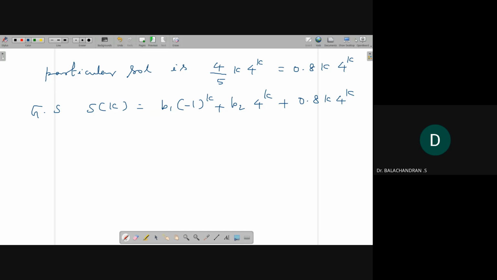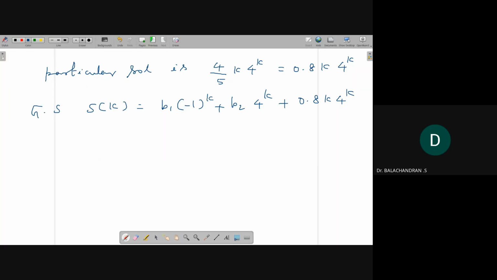So please check it here: b1 into minus 1 power k, b2 into 4 power k, 0.8 into k into 4 power k. Check whether the initial conditions are given. They don't give any initial conditions here. If they give initial conditions, then you should find the values of b1 and b2. If they don't, you can stop here. Maybe this is the last problem today.